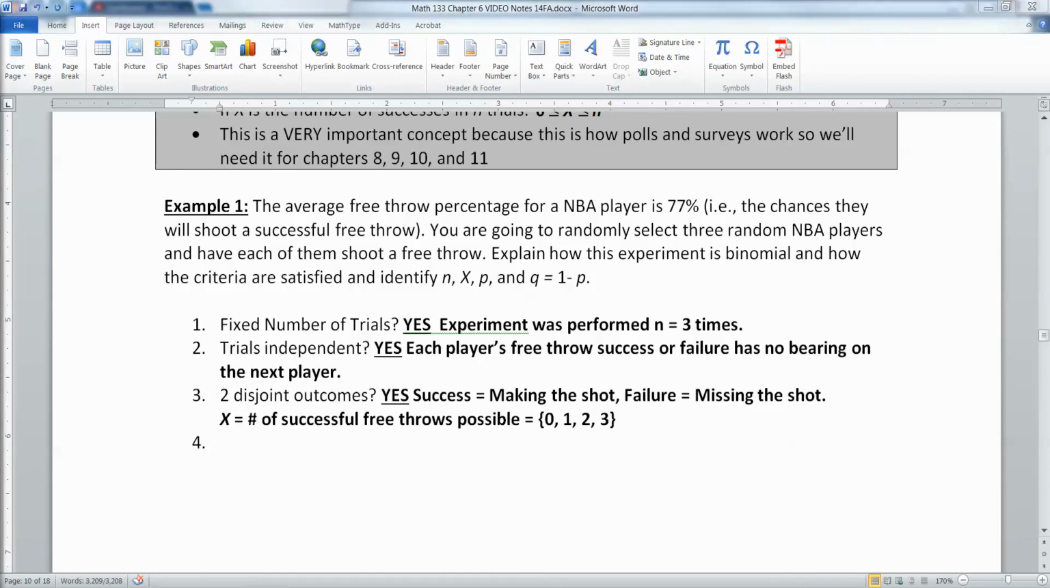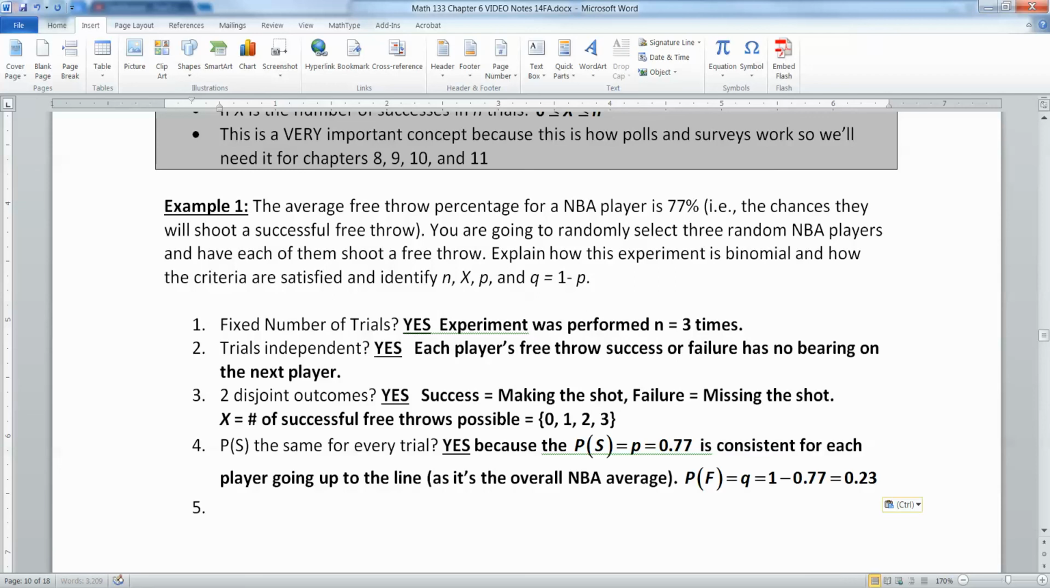Last but not least, is the probability of success the same for every trial? And if so, what is it? Well, if we define success as making the shot and failure as missing the shot, which I think is a pretty obvious one, then yes, it's the same every time, because the 0.77 is consistent for each player going up to the line, as it's the overall NBA average. Actually, when you play the game, usually every player has their own stats. So let's say Kobe Bryant, for example, let's say he's at 80%. And so he is set at 80%, and he will generally stay around 80% for most of his career.